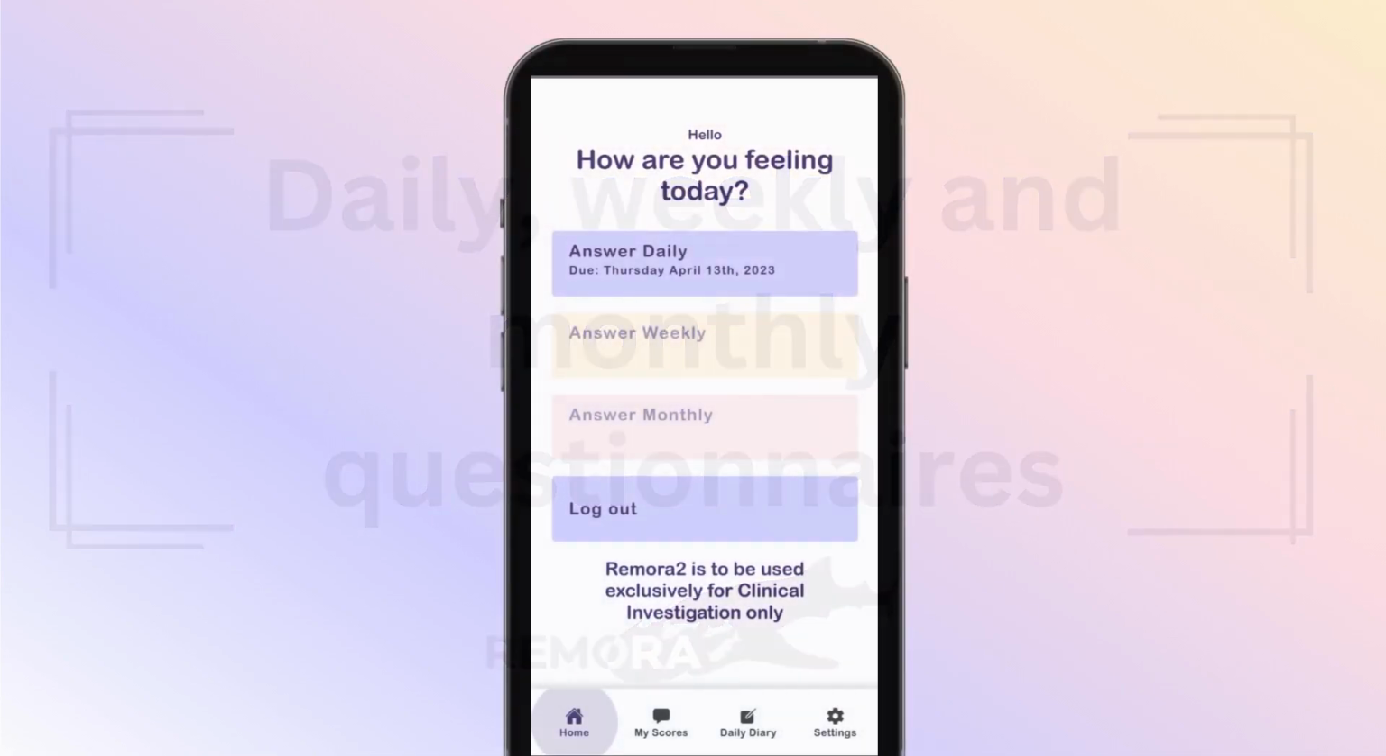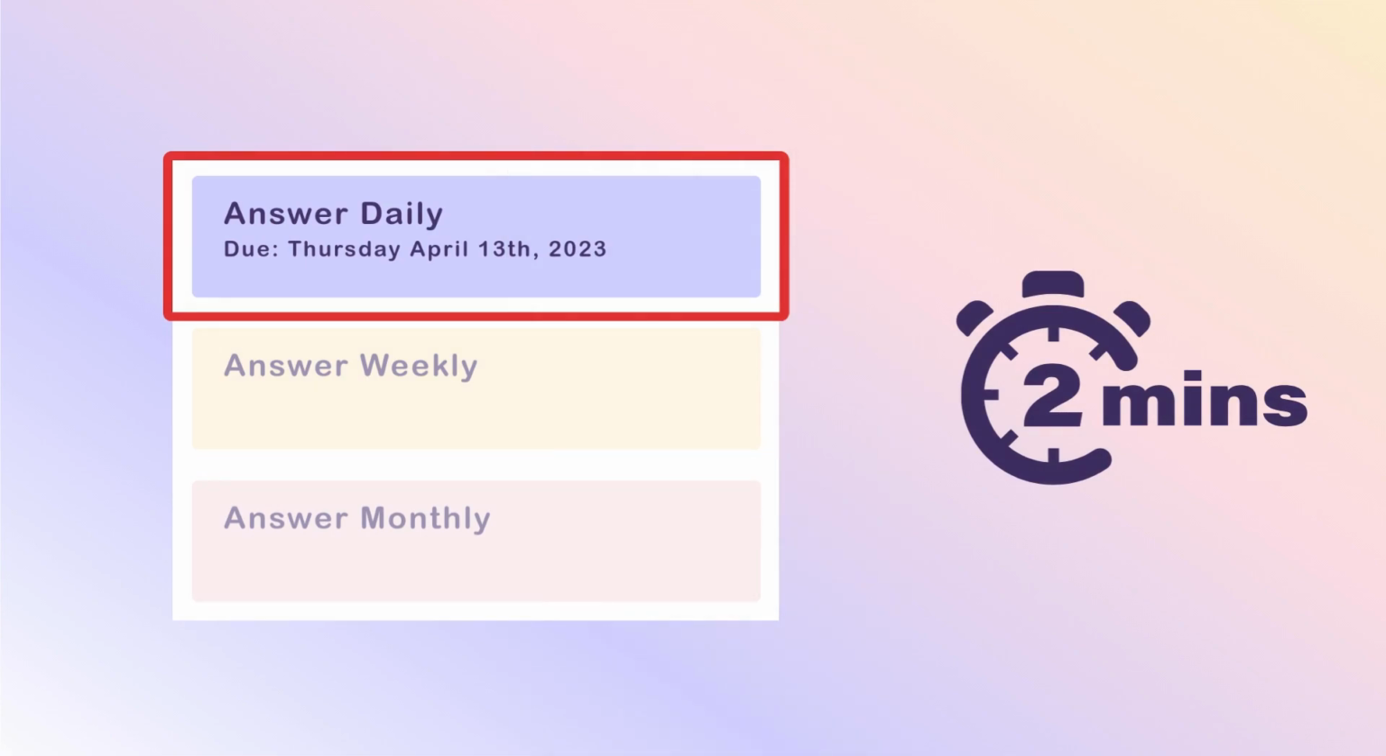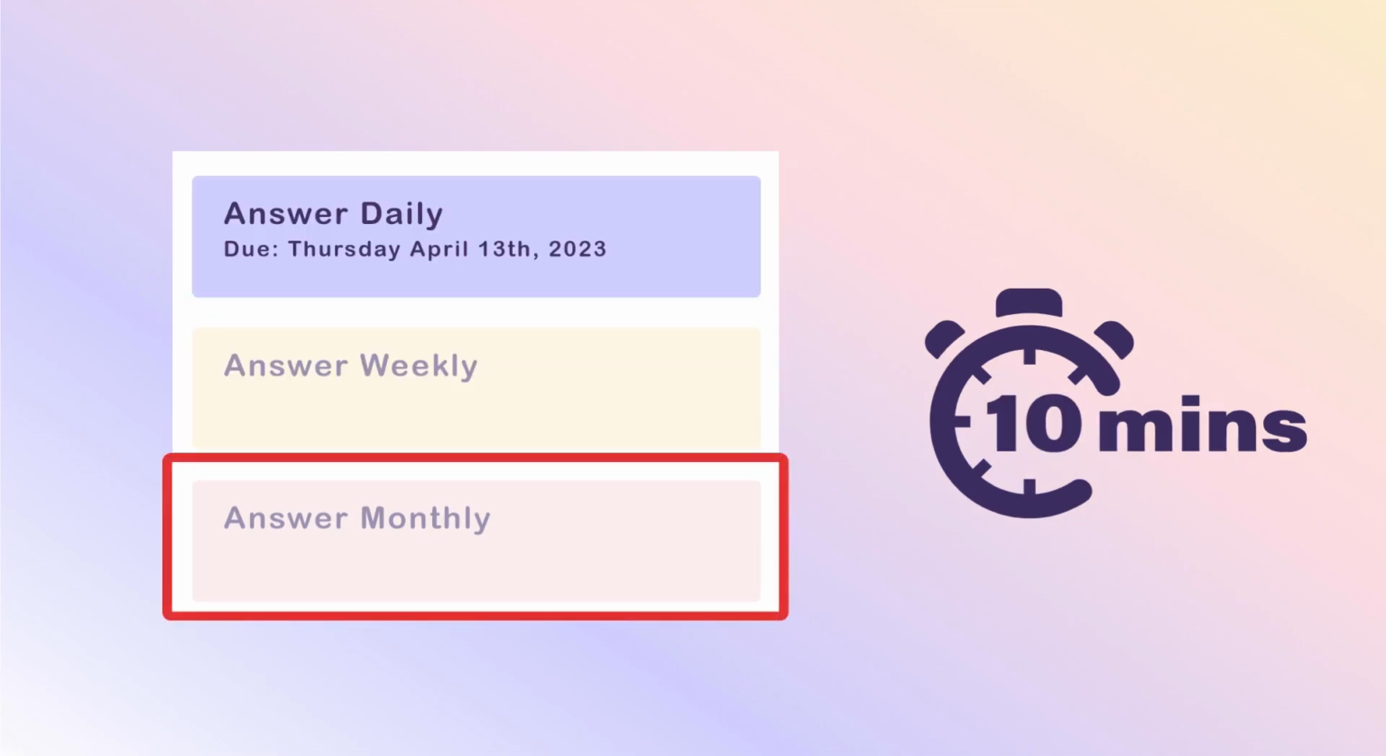There are daily, weekly and monthly question sets. The daily questionnaires take around 2 minutes to complete, the weekly around 7 minutes, and the monthly around 10 minutes.